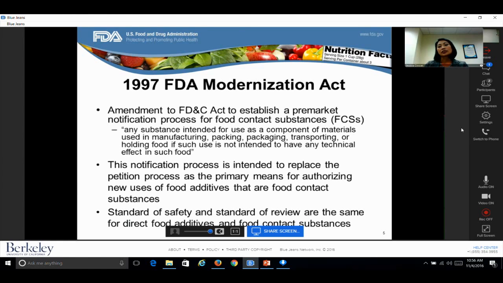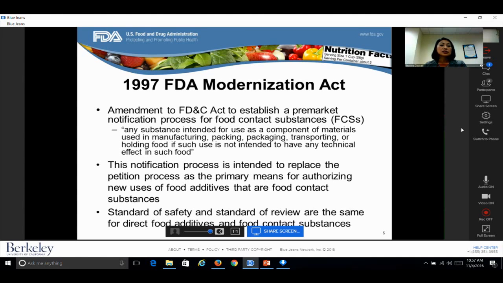The 1997 FDA Modernization Act is an amendment to the FD&C Act that established the pre-market notification process for food contact substances. These food contact substances are defined as any substance intended for use as a component of materials used in manufacturing, packing, packaging, transporting, or holding food if such use is not intended to have a technical effect on the food. And this notification process is intended to replace the petition process as the primary means for authorizing the uses of food additives that are food contact substances.